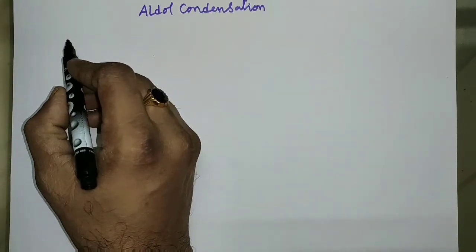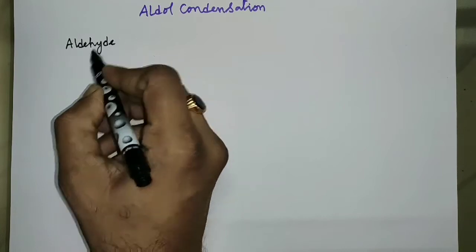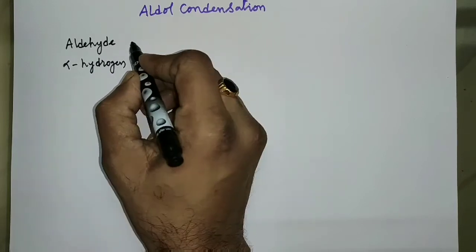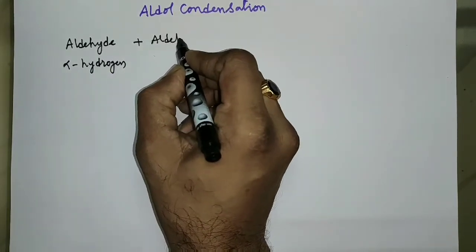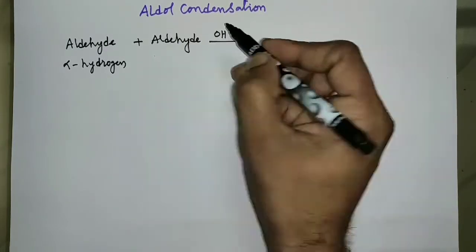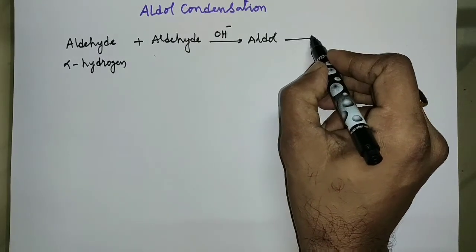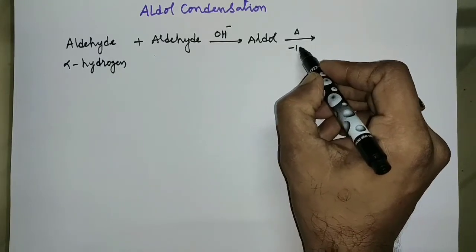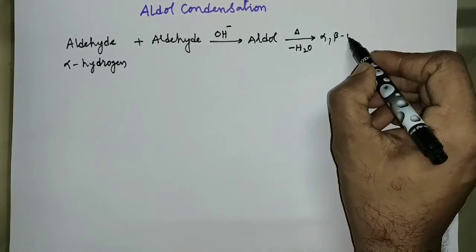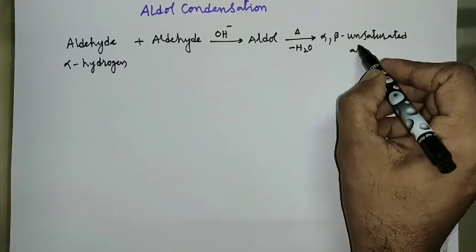It is a reaction in which an aldehyde containing alpha hydrogen combines with another same aldehyde in presence of a base to give an aldol, which on further heating loses water molecule to give alpha beta unsaturated aldehyde.